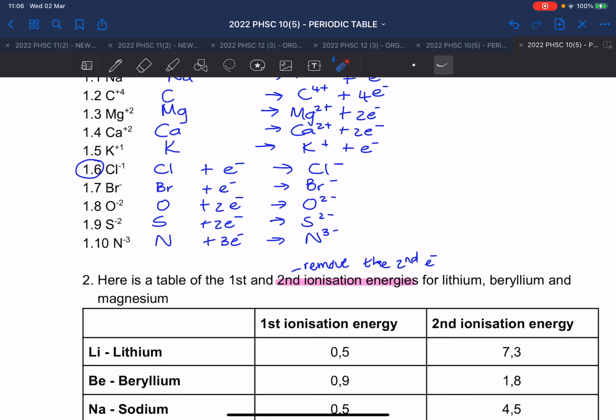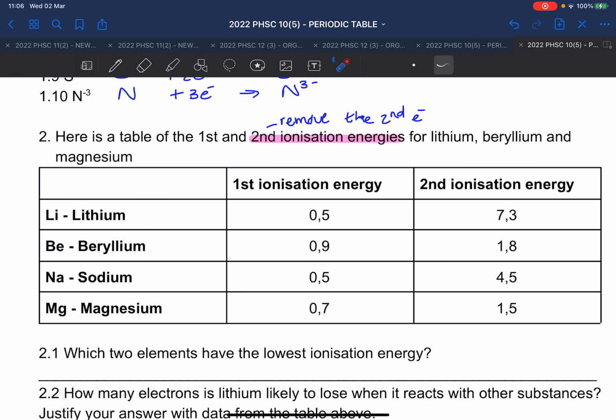Okay. Next one is the ionization energies. Can someone tell me what the definition of ionization energy is? You don't have to give it word for word, but more or less, what's the definition?